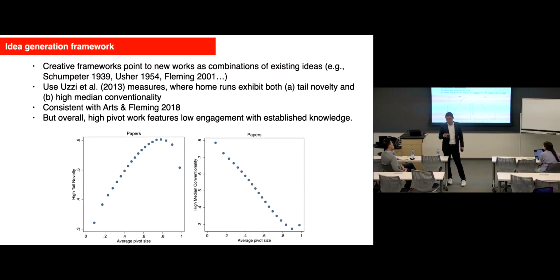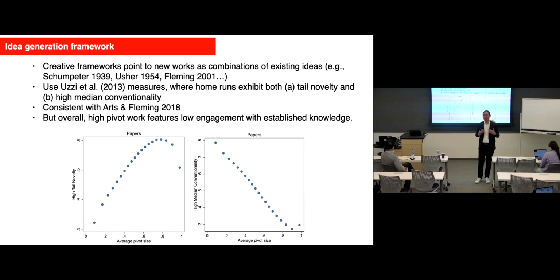So it's not just reputation, right? So then let's look at the idea generation framework. In the creativity literature, you think about new work as a combination of existing ideas. Here we're drawing on the Uzzi et al. paper, which unveils that home run ideas tend to have two features. One is injecting atypical knowledge, tail novelty, and then high median conventionality. In other words, you're really injecting cutting edge knowledge, some atypical combination, into a well-established body of work. So I often call that paper the 90-10 rule, 90% conventionality and 10% novelty. Usually that's what predicts the highest impact work.